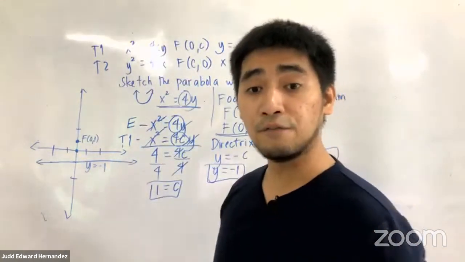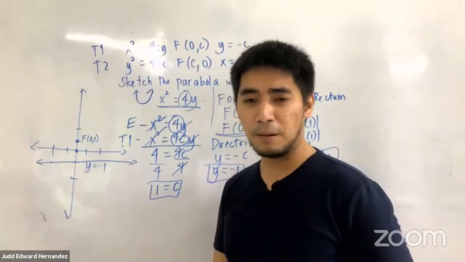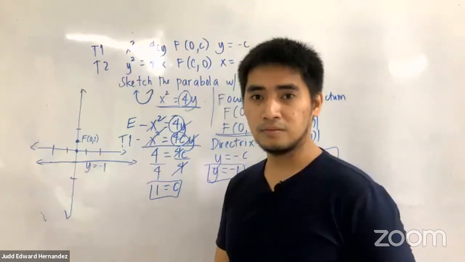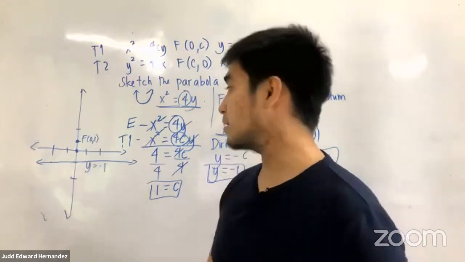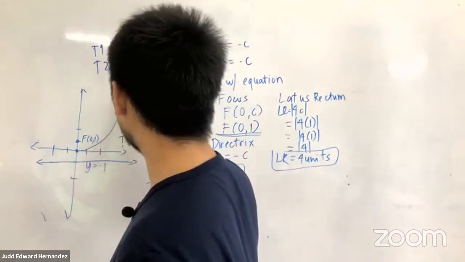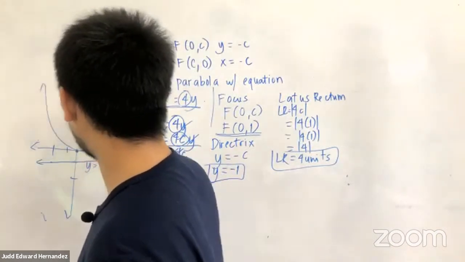So how do we graph? Paano daw natin i-graph? Pataas ba o pababa? Pataas po. So i-graph natin siya pataas. Okay, so this is now the graph of the parabola.